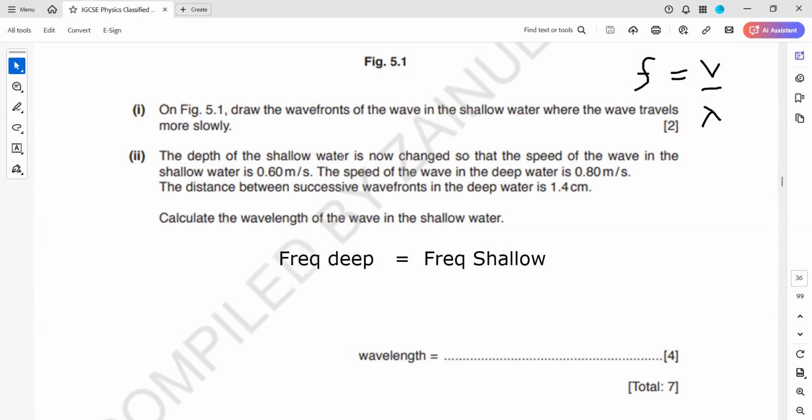So frequency is the ratio between the speed and the wavelength. Speed divided by wavelength in deep water will be equal to speed divided by wavelength in shallow water. Now we just substitute the values. We can say this is V1, lambda 1, V2, lambda 2. As I mentioned, the depth of the shallow water is now changed. The speed of the wave in shallow water is 0.6. The speed of the wave in deep water is 0.8.